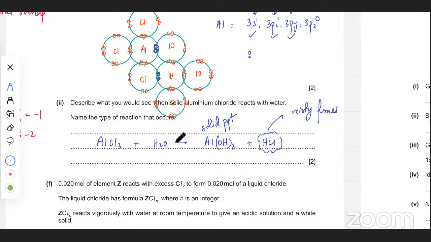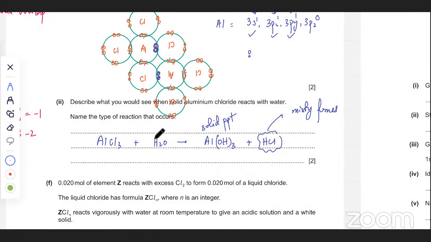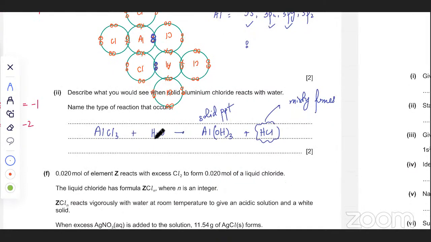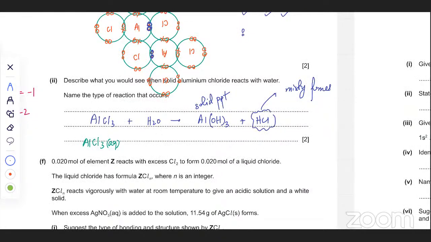But these days, in the recent marking scheme, they actually accept a different equation, which is this one. They say that AlCl3 dissolves. That's the first step, and it becomes aqueous. When it becomes aqueous, the aluminium ions get completely surrounded by water molecules, six of them. This is called a complex ion.